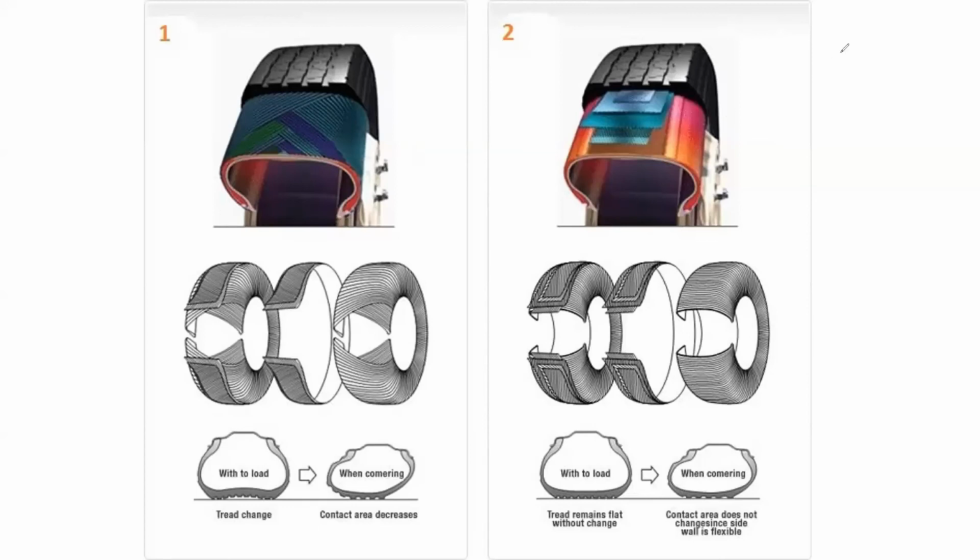Okay, so I didn't put bias ply and radial ply, I had to put that. Sorry. Yeah, bias ply and radial ply tires are there.